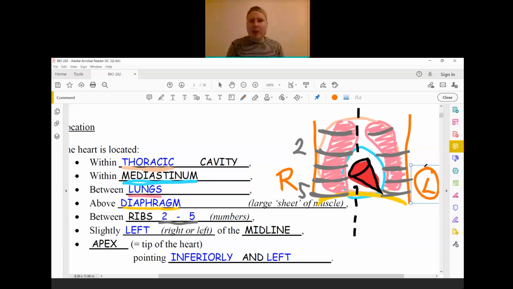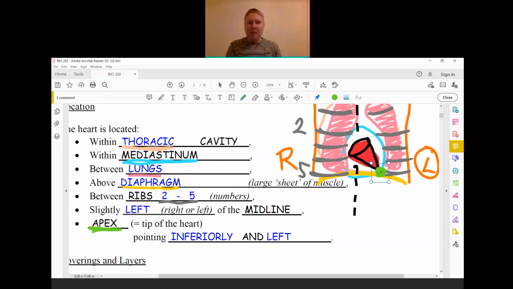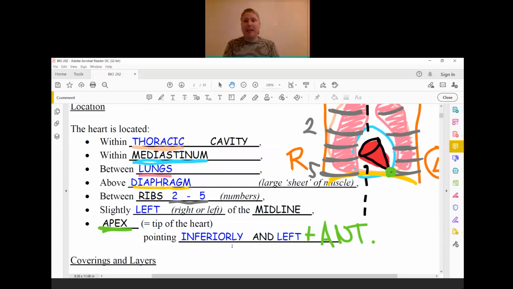And if we look at a structure called the apex, the term apex refers to this tip of this cone. Well, the apex is actually pointing downwards. So that's the term inferiorly. And it's pointing to the left, and it's also pointing to the front. So the term for that would be anteriorly. So these would be all very good ways of describing the location of the heart. And I could see myself asking that in the exam: pick the statements that are correct describing the location of the heart.